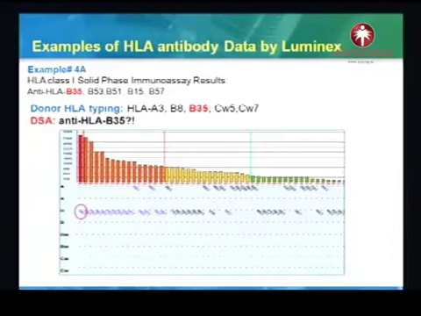Another example of Luminex readout. This patient here, he is sensitized. He has anti-B35, B53, B51, B50, and B57. And when we look at the potential donor for this patient, he is A3, B8, B35, CW5, CW7. So B35, and the patient has an antibody anti-B35-01 as a high resolution. So is this really donor-specific antibodies?